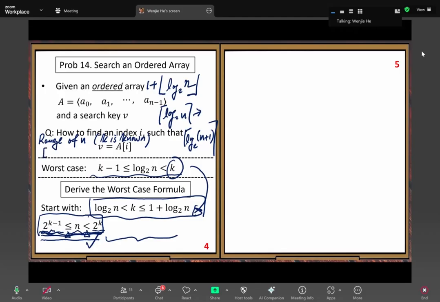This time, this equal case is important, because n could be equal to 2 to the k minus 1. That 2 to the k minus 1 is the lower bound. So we write 2 to the k minus 1 as the lower bound. Then the next question: what is the upper bound of n?